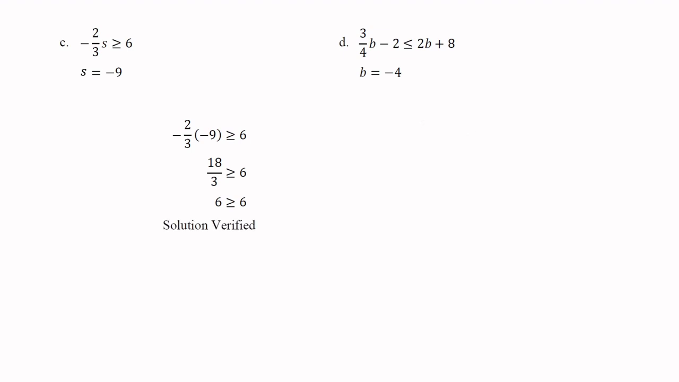For D, we're going to put -4 in for b. 3/4 times -4 gives us -3. 2 times -4 gives us -8 on the right-hand side. -3 minus 2 gives us -5. -8 plus 8 gives us 0. And -5 is less than or equal to 0, so the solution is verified.